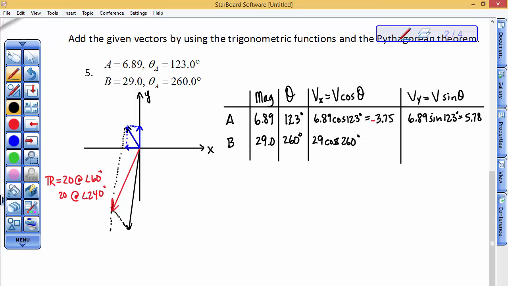Both of these should be negative because we're in the third quadrant here. So this one should be a negative. I've got 5.04. And then 29 times the sine of 260 degrees, and I get for that one a negative 28.56. So again, look at these. This one's a negative number, kind of small in comparison to this negative 29. This one's a 5. I'm going to draw these in green.